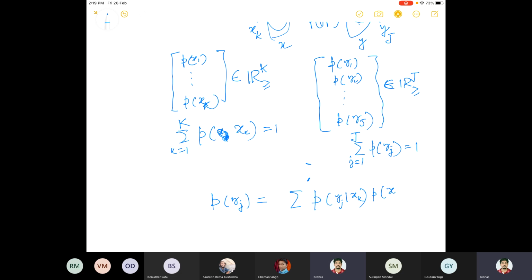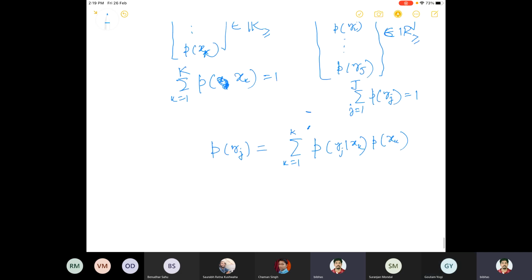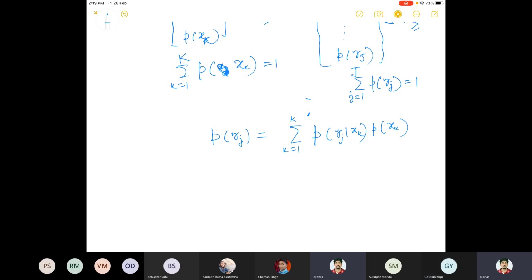Probability of, let's say, xk. This is what you are saying, small k will be 1 to K? Yes, sir. Okay, so if that is the case, now you say there is a nice relation between these two vectors. This can be called the input probability vector, and this is the output probability vector.